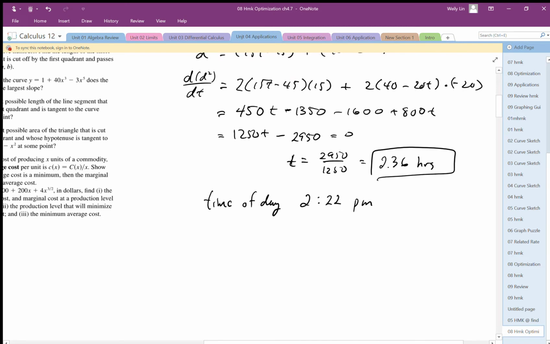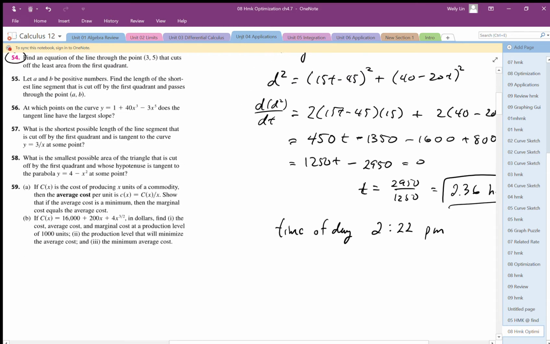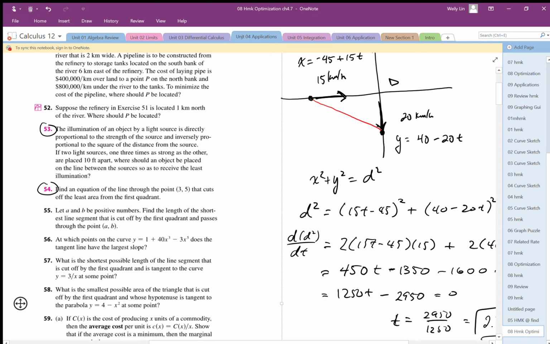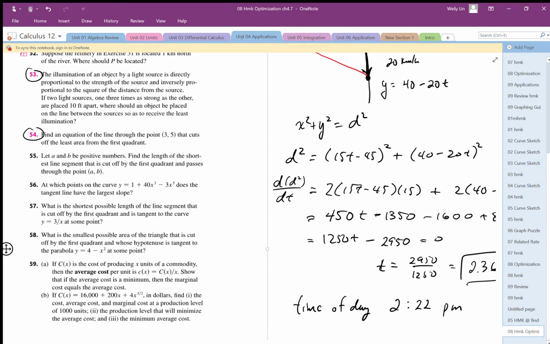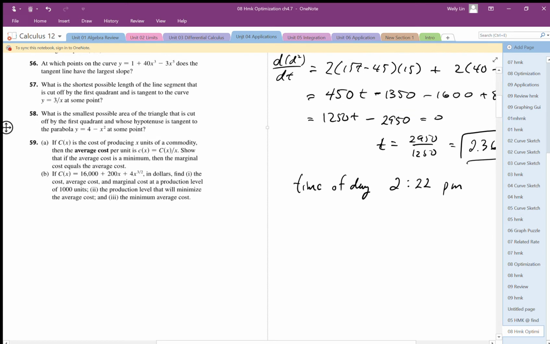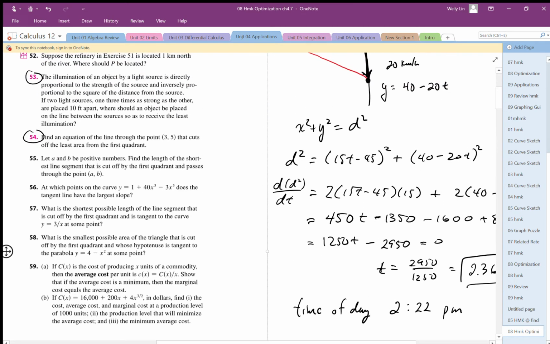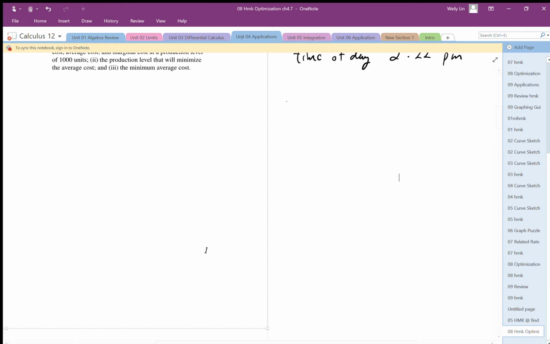Let's take a look at question number 53. So it says the illumination of light on objects is directly proportional to the strength of the source and inversely proportional to the square of the distances. Okay, so let's set up our system here. Number 53. We have a light source here.